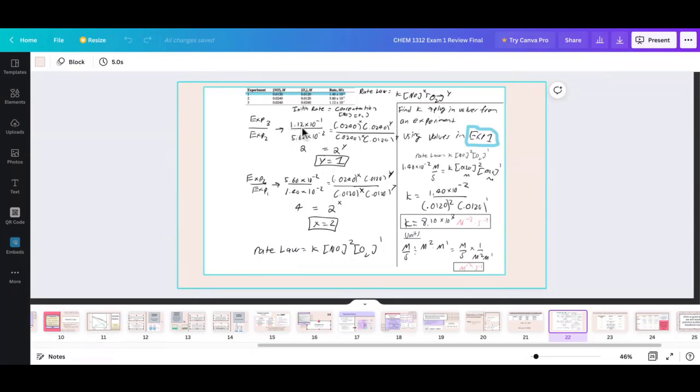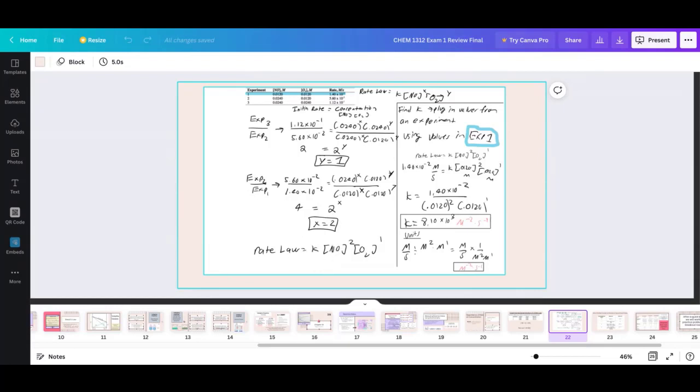Finding the other variable. So we said that our y is equal to 1 up there. Now we have to go ahead and solve for the other one, where I use experiment 2 and experiment 1. So what's going to happen here is that I set them equal to each other. I found that on the left side with the rates, I get 4, and that equals 2 to the power x, and x is equal to 2.